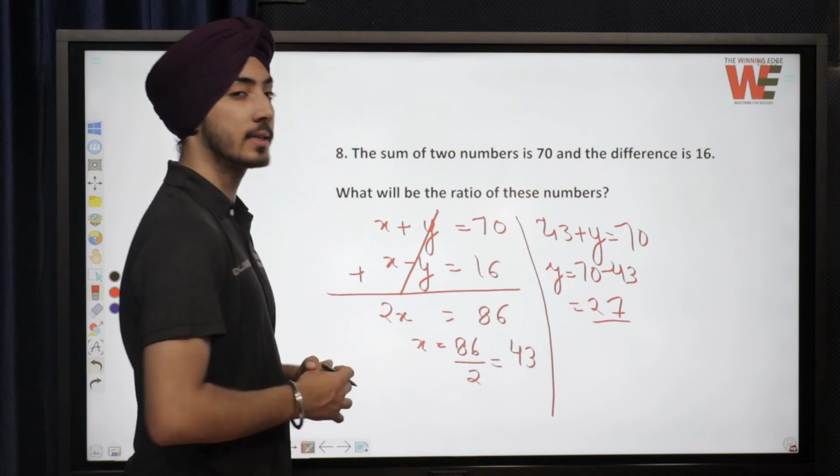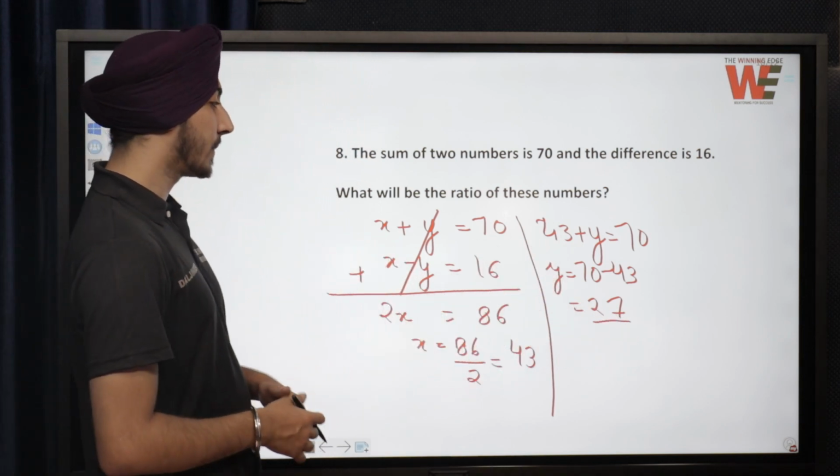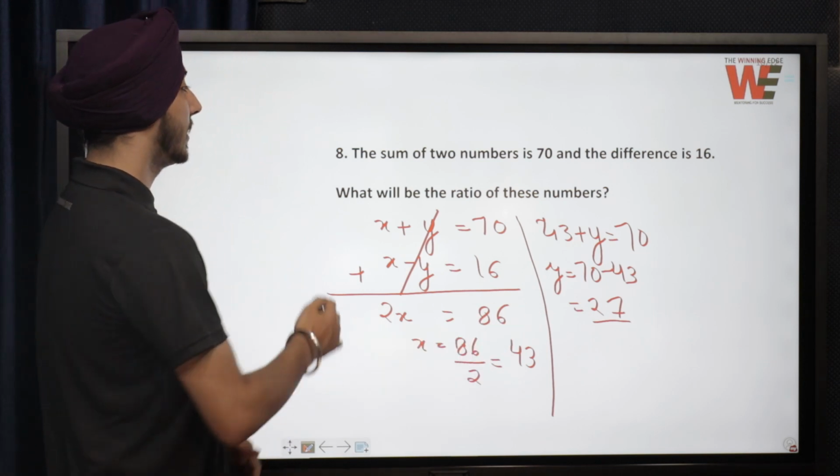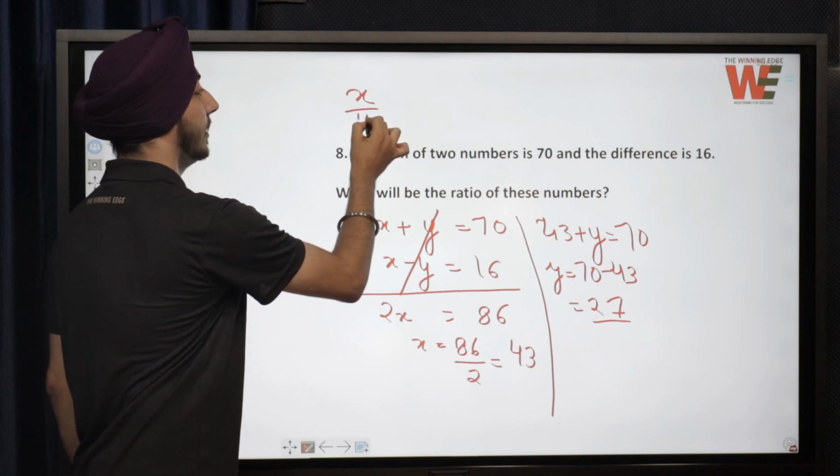So this will give you 27. I hope there is no doubt with that. So these are the two numbers, 43 and 27. Now you were supposed to find the ratio between them. That is, you have to find x by y.